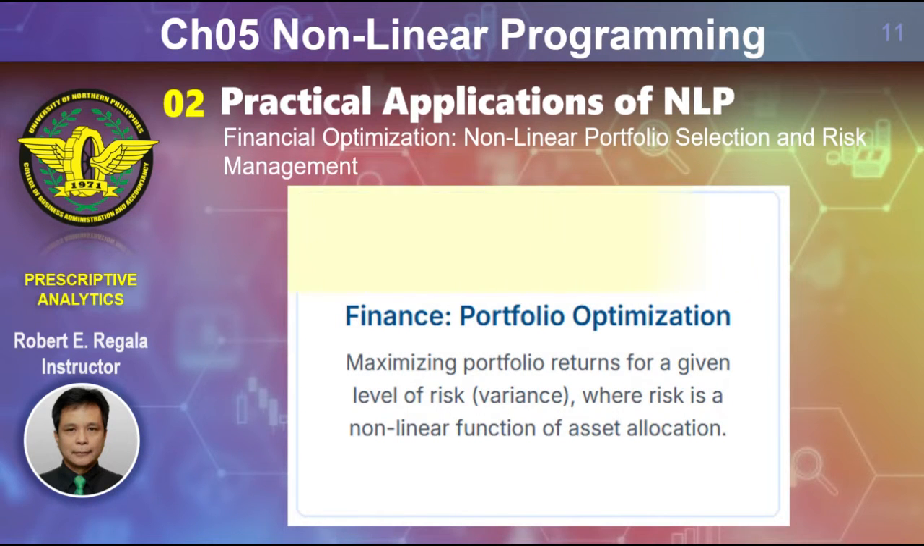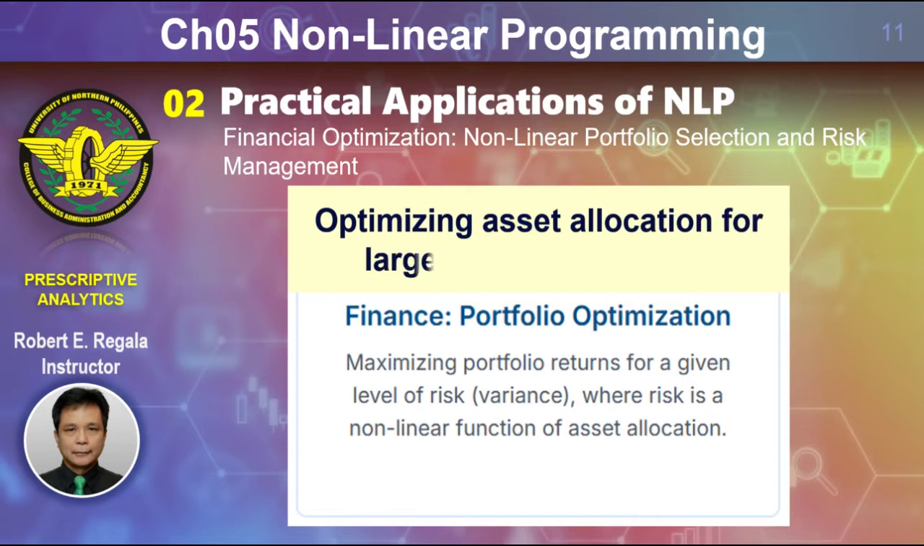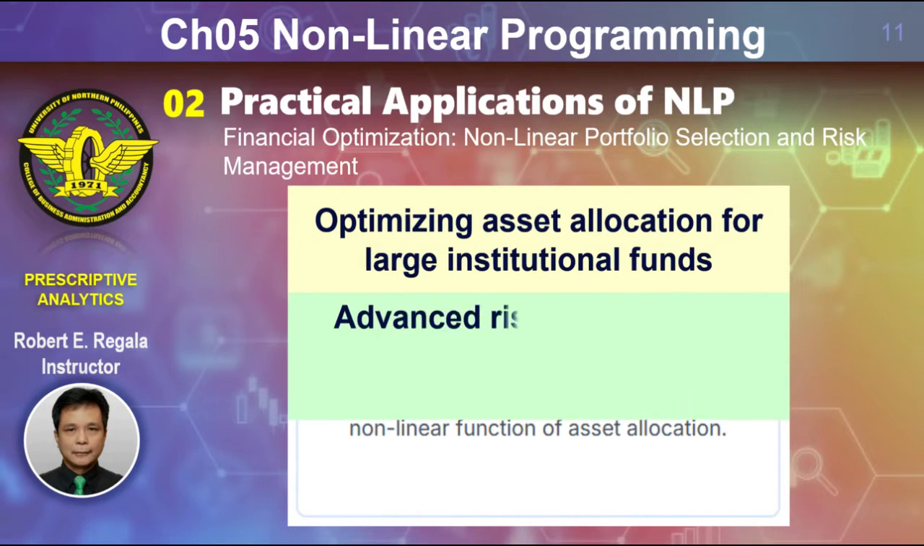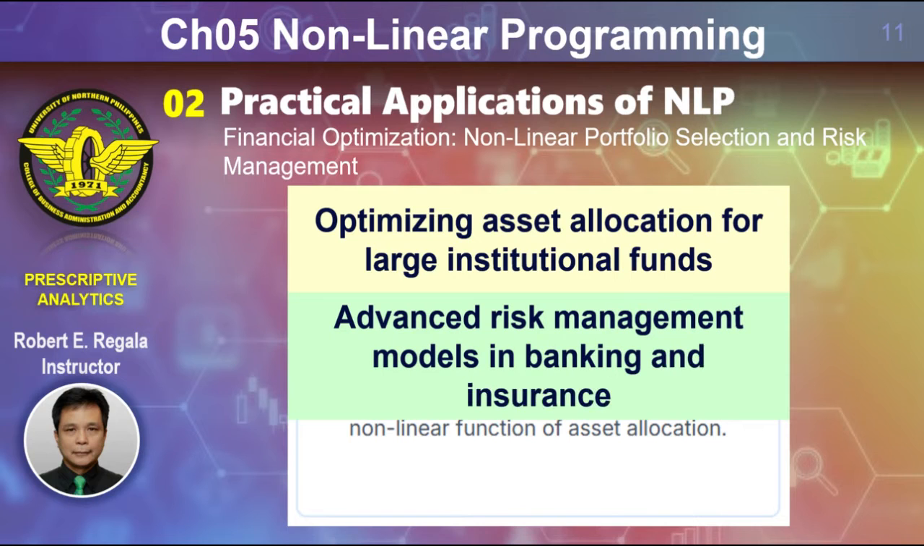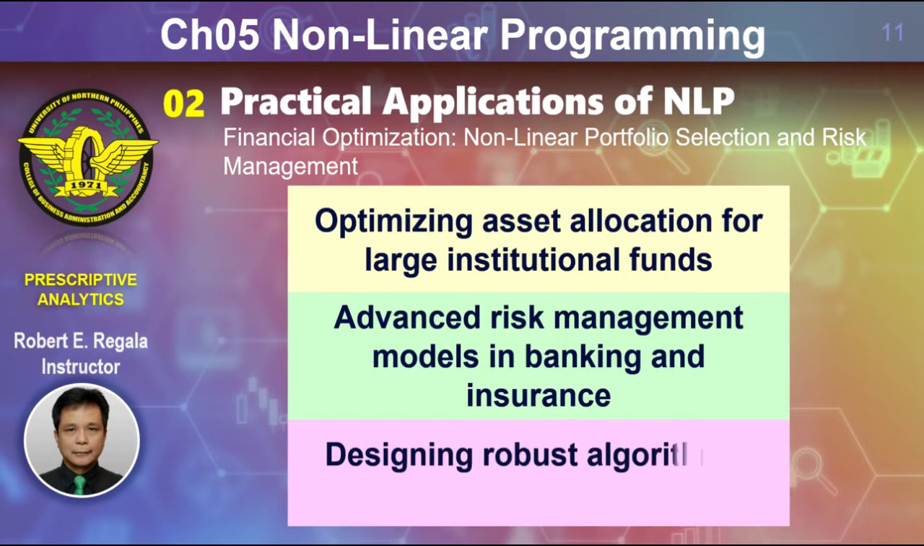Applications include 1. Optimizing asset allocation for large institutional funds, such as pension funds and endowments, to maximize returns while managing complex risk and liquidity constraints. 2. Advanced risk management models in banking and insurance, where nonlinear models are used to calculate risk metrics like value at risk. 3. Designing robust algorithmic trading strategies, where returns are modeled using complex nonlinear functions of market data.